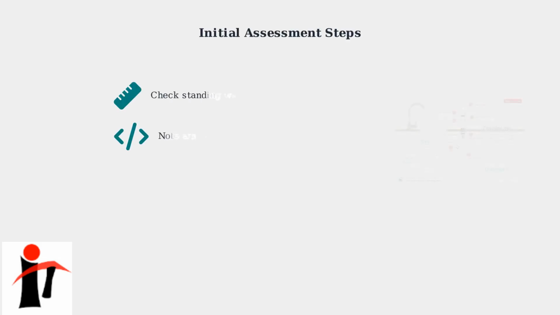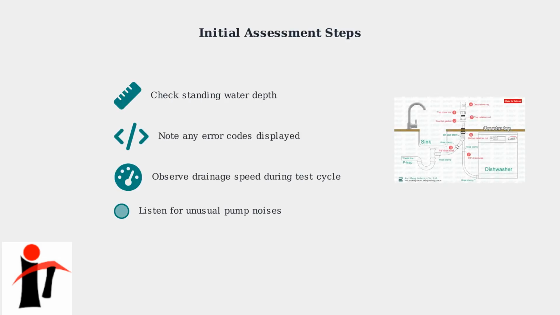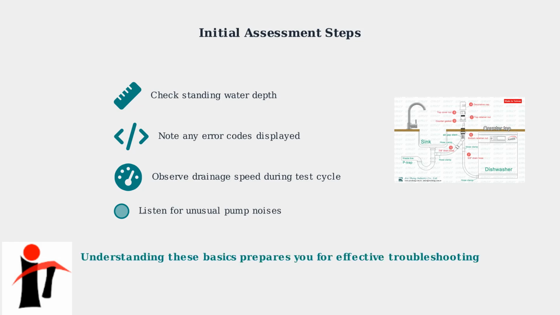When you suspect a drainage problem, performing an initial assessment will help you identify the specific issue and determine the best course of action. Start by checking how much standing water remains in your dishwasher. Note any error codes on the display panel. Run a test cycle to observe how quickly water drains, and listen carefully for any unusual sounds from the drain pump. By understanding these fundamental components, recognizing problem indicators, and performing a proper initial assessment, you'll be well equipped to troubleshoot your Brandt dishwasher's drainage issues effectively.